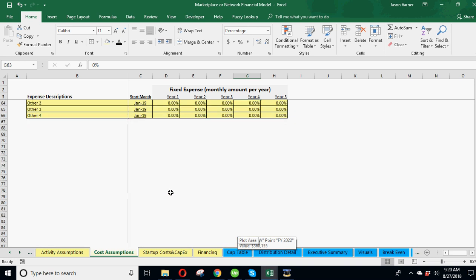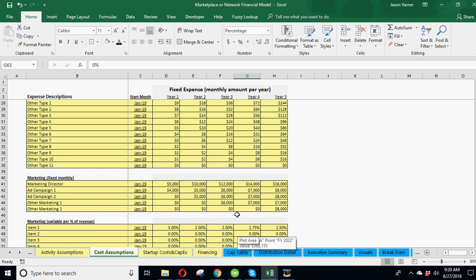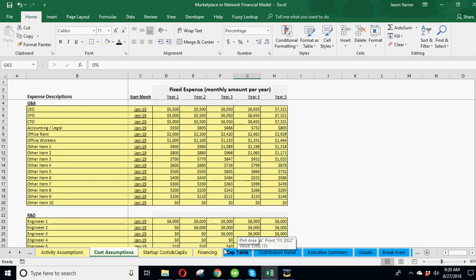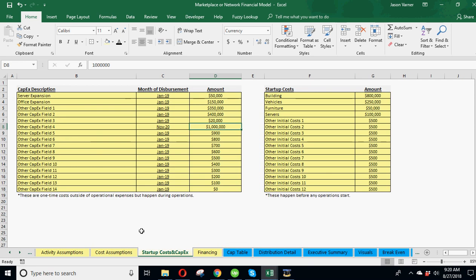And again, if anything does not apply, you can always zero it out, no problem. All right, next up is startup costs and Capex. So Capex is just, list your Capex items here, the months they disperse, and the amount of whatever you're going to spend. So this is like expansion stuff, server expansion, office expansion, one-time planned activities that aren't going to fit into any of the other places where you have cash disbursements.